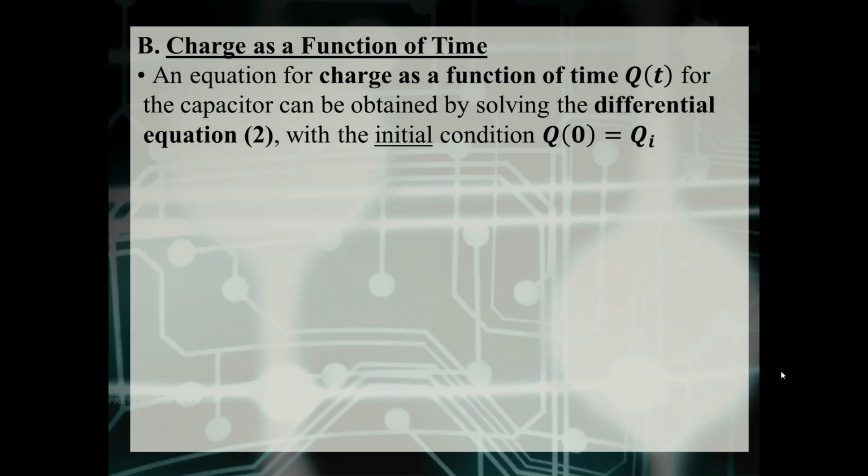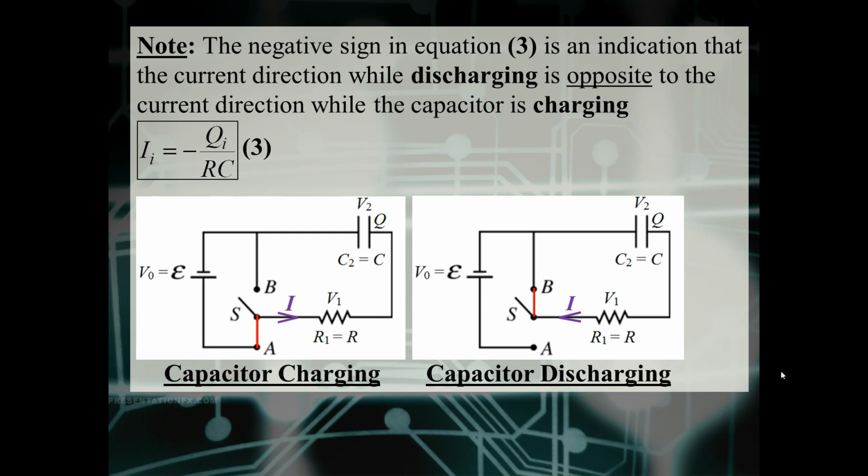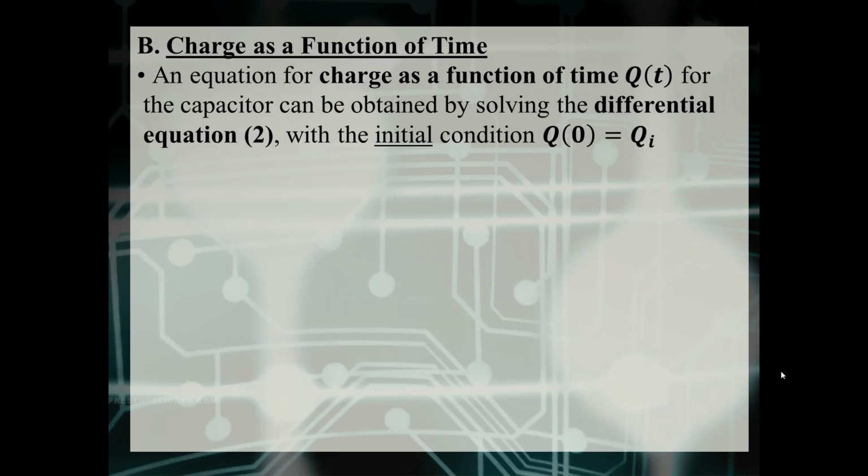Okay, so let's go through the process now of figuring out what the equation is for charge as a function of time. To do that, we're going to solve that differential equation that I've numbered as equation 2. A big difference here is that when we solve this differential equation, at a time of 0, when you've taken the switch and moved it to point B, the capacitor actually has a charge. It has the full charge again from the charging phase.